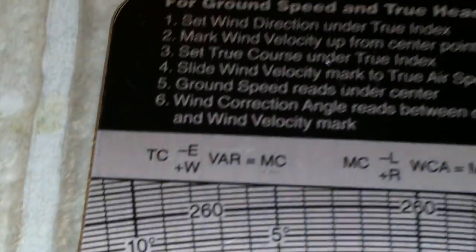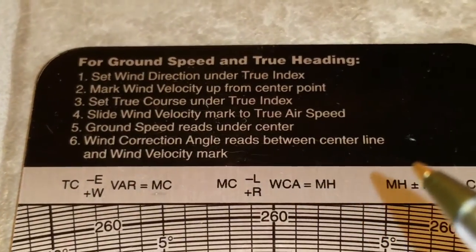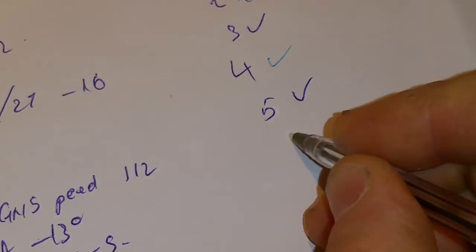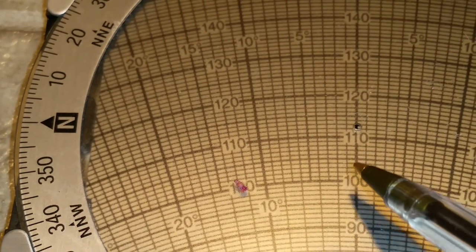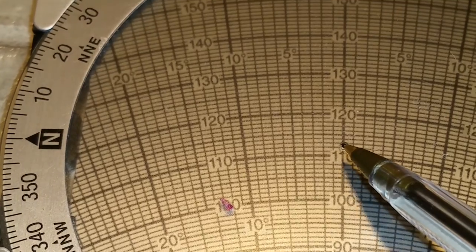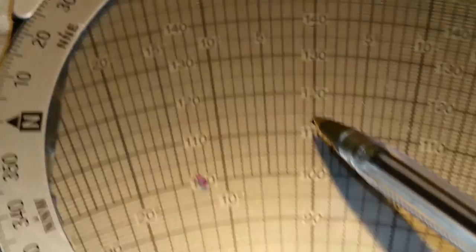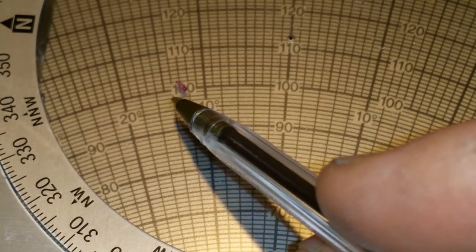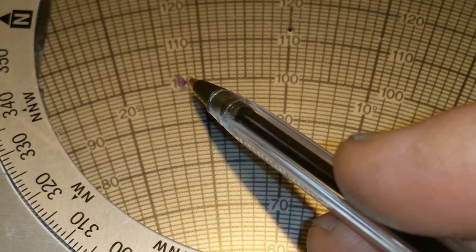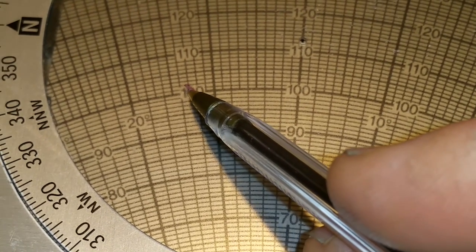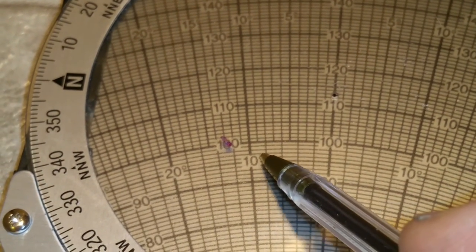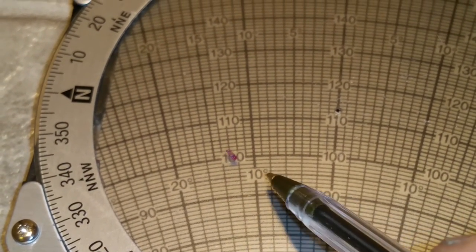And number 6: wind correction angle reads between the center line and wind velocity mark. So, wind correction angle is between the center line, this is the center line, and the wind velocity mark, which is this dot here. And what's the angle here? It says 10 degrees. From here to here is 10 degrees.